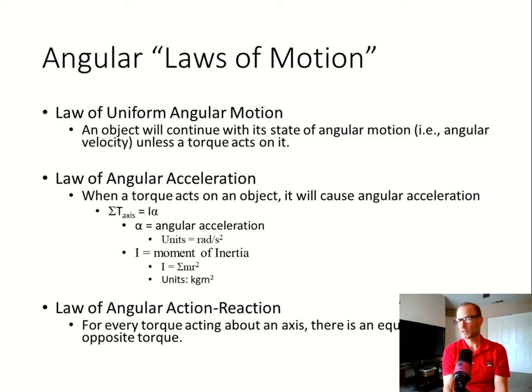And the third law of angular motion is the law of angular action-reaction. For every torque acting about an axis, there's an equal and opposite torque. So these are Newton's three laws of angular motion. An object will continue with its state of angular motion, angular velocity, unless a torque acts on the object. When a torque acts on an object, it's going to cause some angular acceleration. And then for every torque, there's an equal and opposite torque.